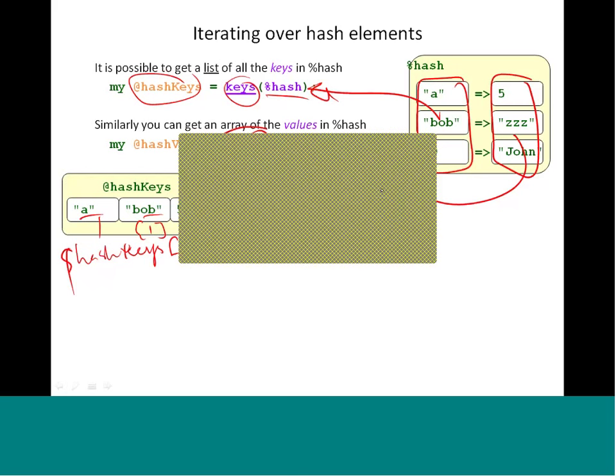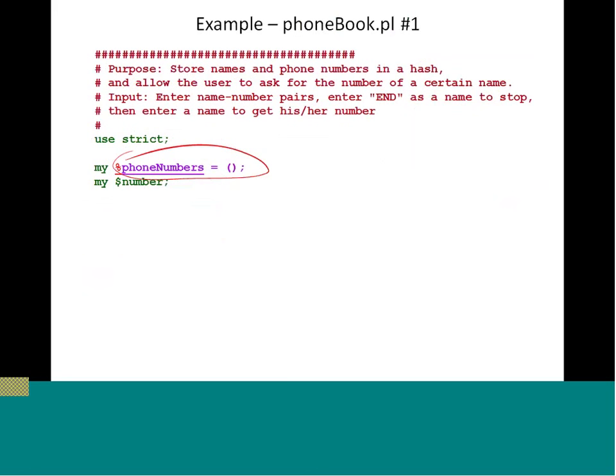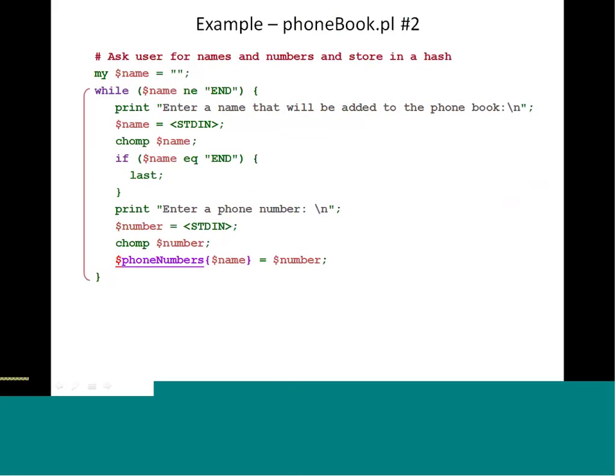Here is a phone book example that we started. We are declaring this hash array called phone numbers. Initially we initialize it to null, and then we declare a variable called number, and also a name. Then we query the name and the number. We start this while loop here, which ends here, and if it is not equal to end, where end is the mnemonic for ending the program or ending this loop.